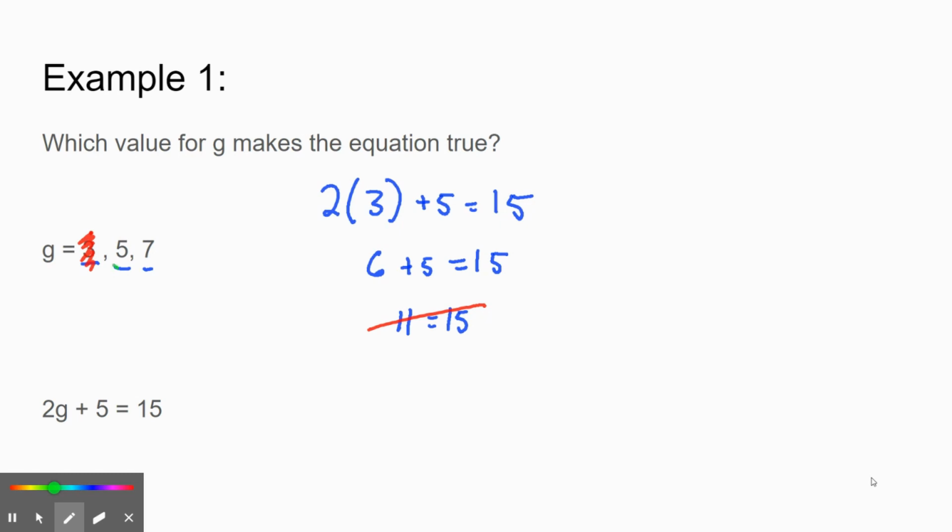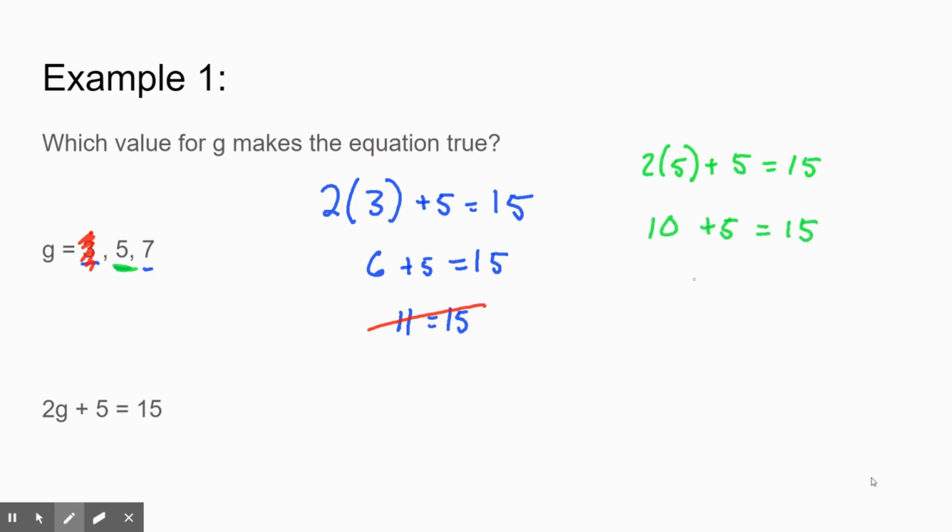Let's try it again for 5 this time. We'll have 2 times 5 plus 5 is equal to 15, maybe. Let's find out. 2 times 5 is 10. We rewrite the rest of our equation. 10 plus 5 is equal to 15. And here's something that's true. 15 is definitely equal to 15. So that one is definitely true.